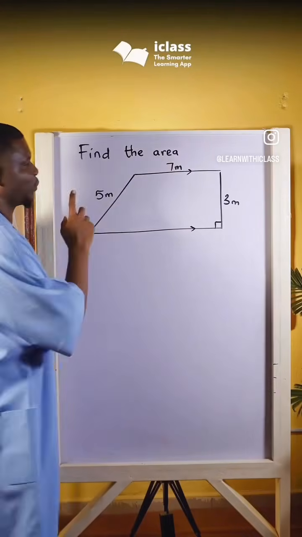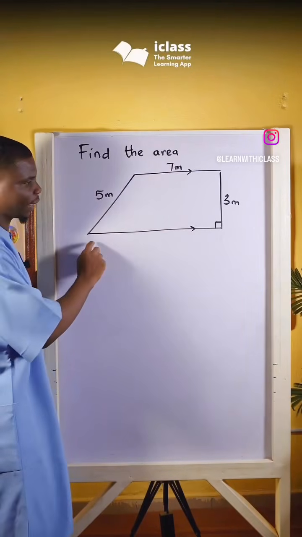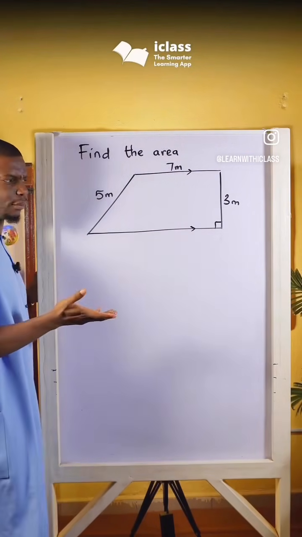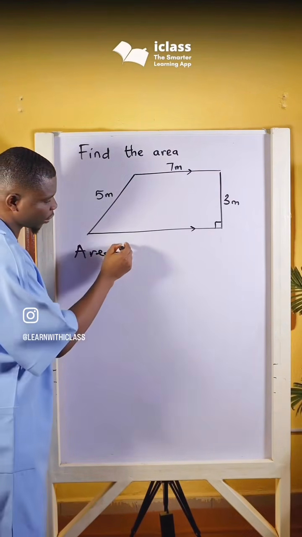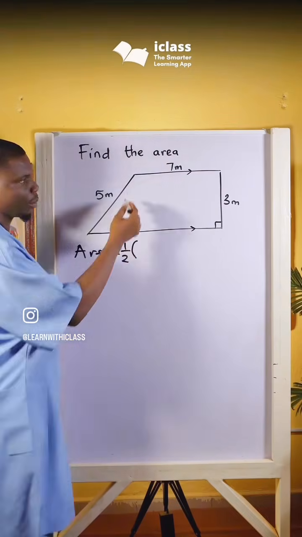How can they ask us to find the area of this trapezium when an entire side is not given? You know that the area of a trapezium is equal to half the sum of the 2.